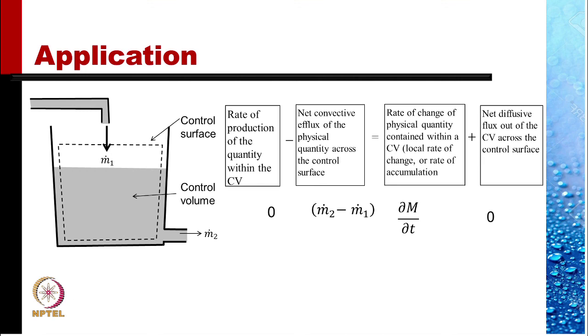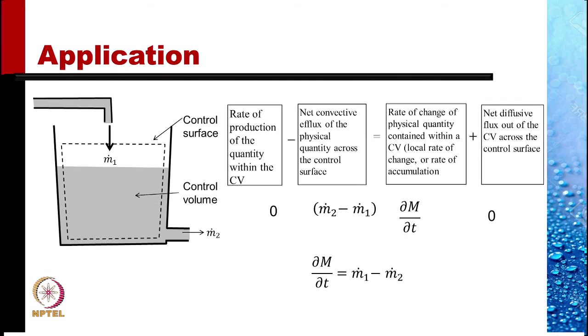And the rate of accumulation is dM by dt. M, capital M, is the mass contained within the control volume. The rate at which the mass contained within the control volume is changing is the rate of accumulation of mass, and the diffusive flux is 0. So clearly, the rate of accumulation is the rate at which the mass is in flux into the system.